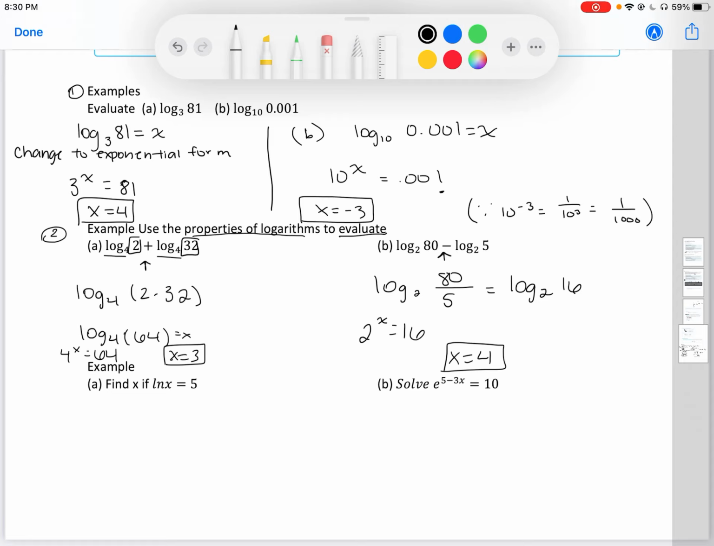All right, next set of examples. Your third example: find x in ln of x equals 5. There are many ways to approach this problem. The one that comes more naturally to me is, if we have an equation, we can do the same thing to both sides. So to undo the ln, let's take e to both sides, so that we have e raised to the ln of x equal to e to the fifth power. ln and e are inverses, so we're left with x equal to e to the fifth power.